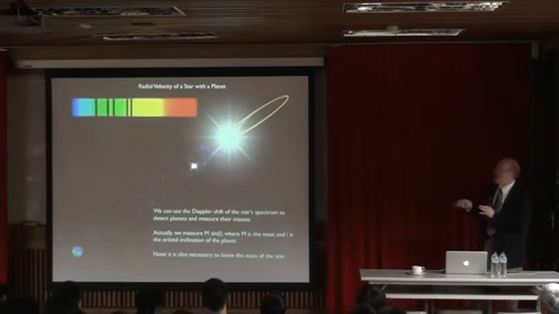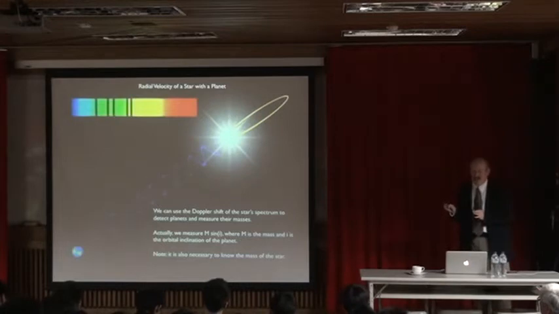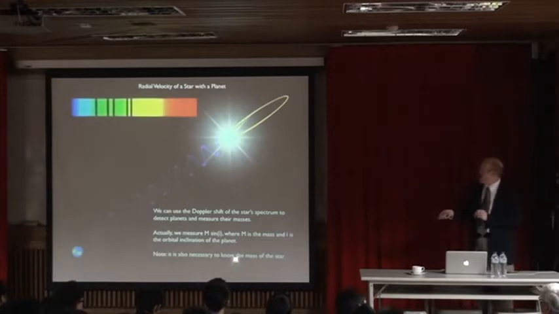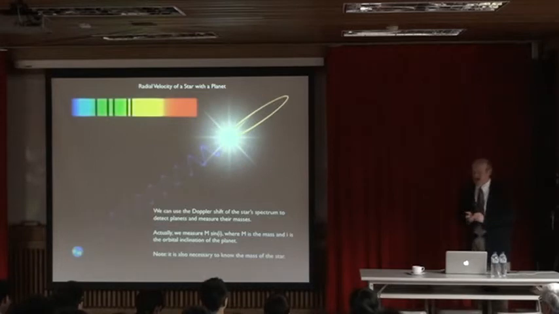So here's another case of a technique that we can use to discover planets. In this case, we can measure the mass of the planet in its orbit. We don't get any information about the radius of the planet.